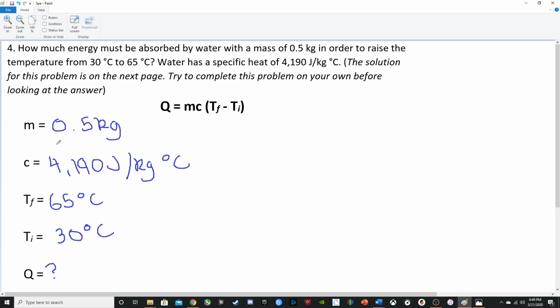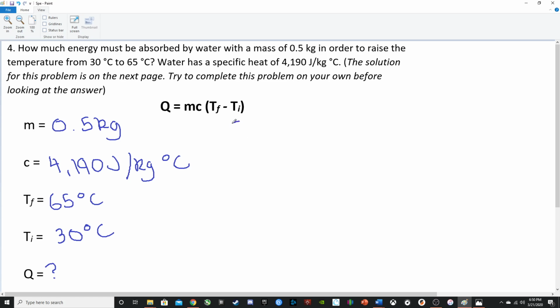And the next thing we can do is start to plug into our equation. The nice part is this is a pretty simple problem, and we really don't have to rearrange anything. We know we are looking for Q, and the nice part is we already have Q equals. So we basically can just take all of our values here and start to plug them into this formula.